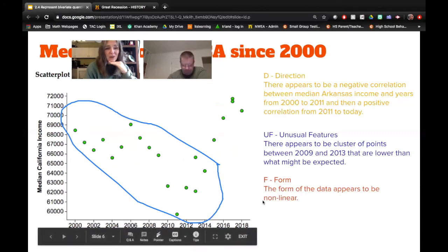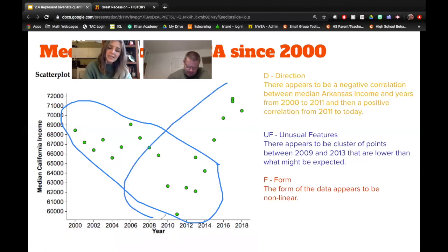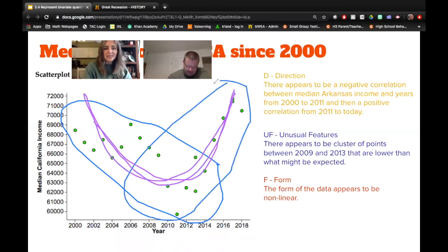I said it would appear to be nonlinear. Like, I'm looking at this and I see two distinct patterns. I see the first part of the data is decreasing and the second part's increasing. It really does look like a curve.